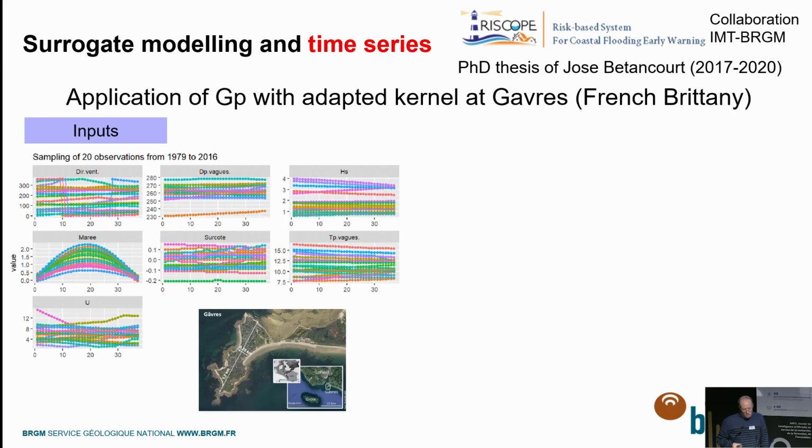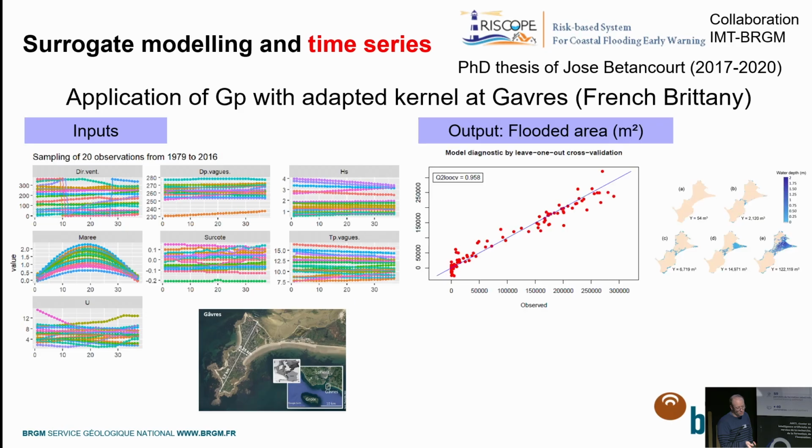So this is an application now in Gavre, in French Brittany. You will travel a lot with me. I have different sites. Here is the kind of inputs we are manipulating. On the left, you have 7 different time series, 7 inputs which are functional. And the question we asked Rosé was to try to predict the flooded area during the different storms on Gavre.